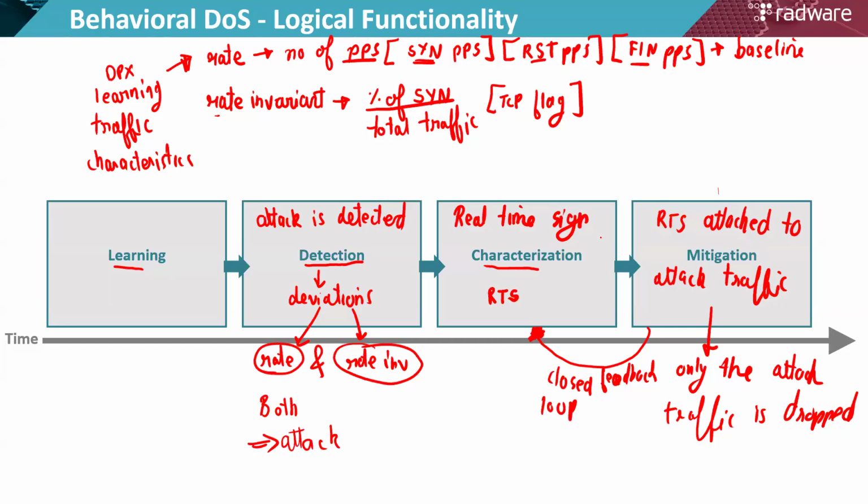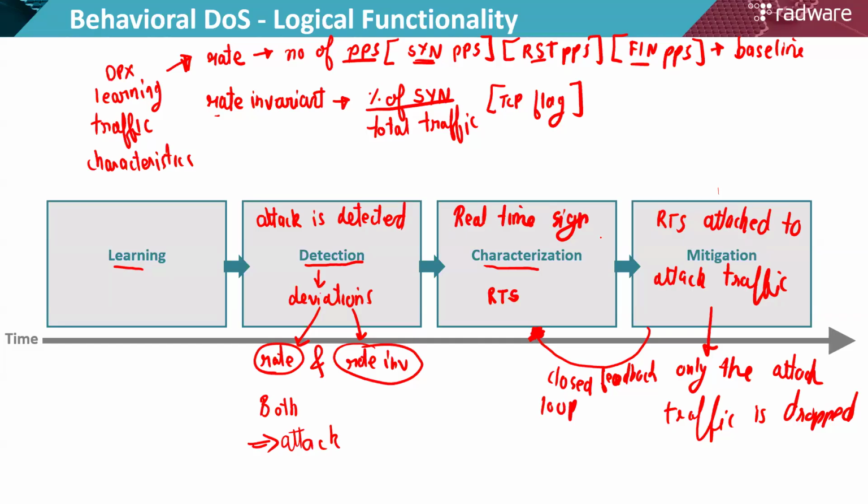The characterization and mitigation phases work in a closed feedback loop. They are working together. The mitigation phase informs the characterization phase that the real-time signature is not working properly. Try some other parameters as well, or make some combination changes. Post that, the characterization phase creates a new real-time signature, which is then attached to the attack traffic, and it is completely mitigated thereafter.